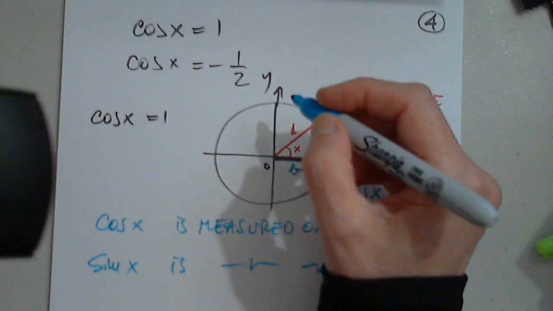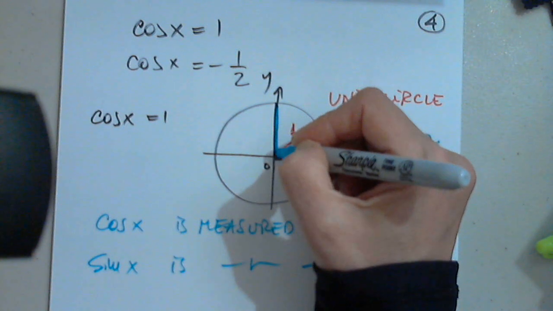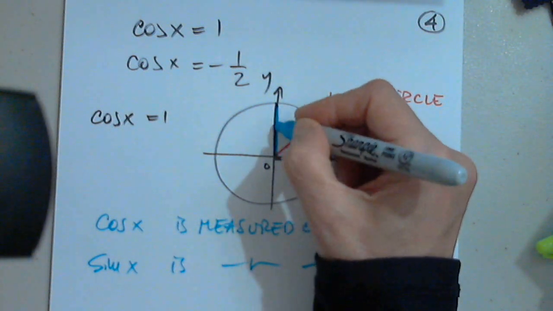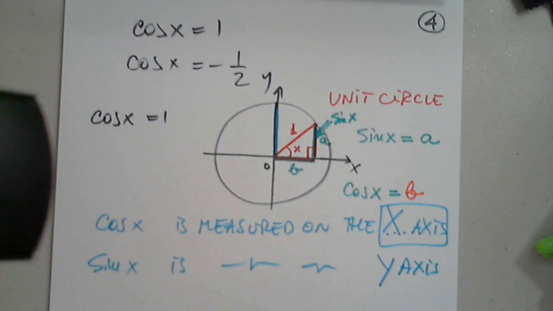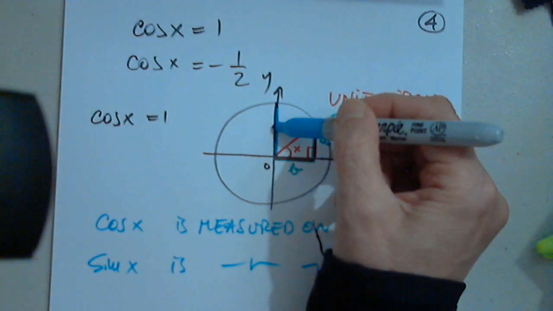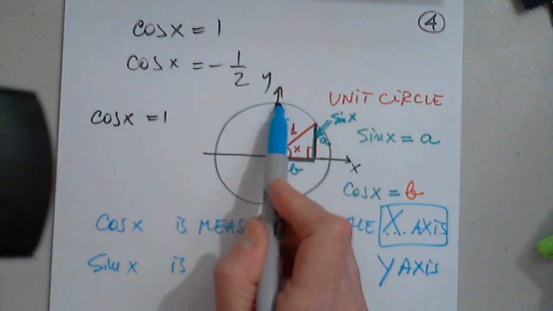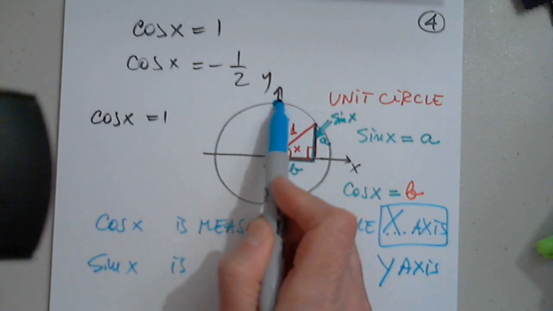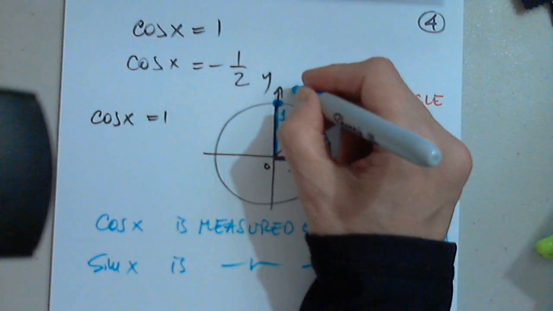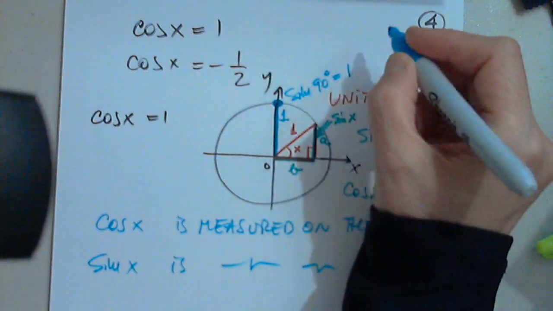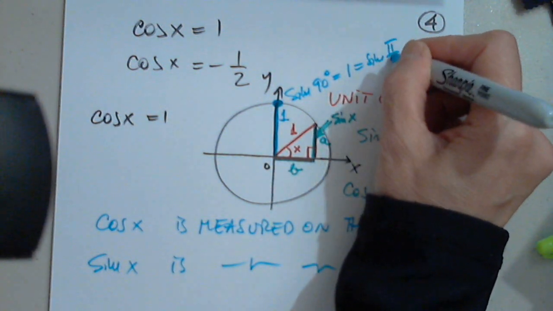So, which means, how much is this? For 90 degrees, or pi over 2, how much is this height? One. Good. So what will you say? What is 1? Sine of 90 degrees or cosine 90 degrees? It would be sine because it's on the y-axis. Exactly. So here, sine 90 degrees equals 1, or sine pi over 2.